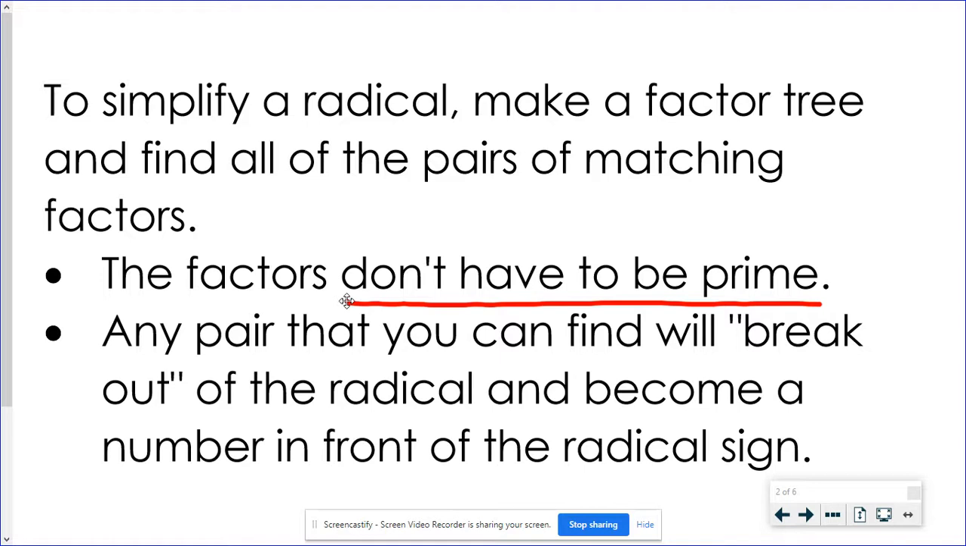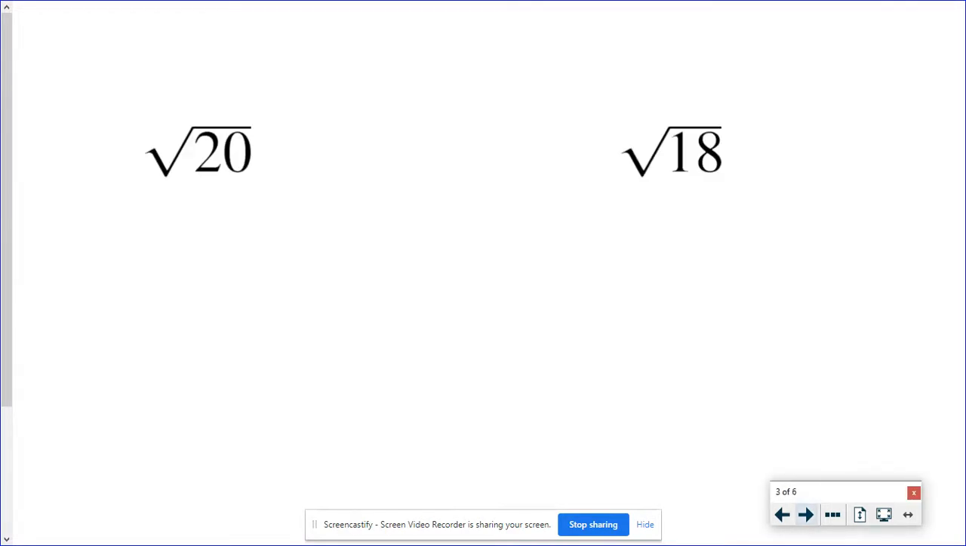When we find a pair of numbers, those two numbers together are going to work to break out of the radical. It just becomes one number on the outside of the radical sign. So let me show you how this is going to work. If I give you something like the square root of 20, and again, we say the square root of 20, but we could also say radical 20. That square root sign is called a radical sign. So we're going to just pretend that radical sign isn't even there right now. We're going to make a factor tree.